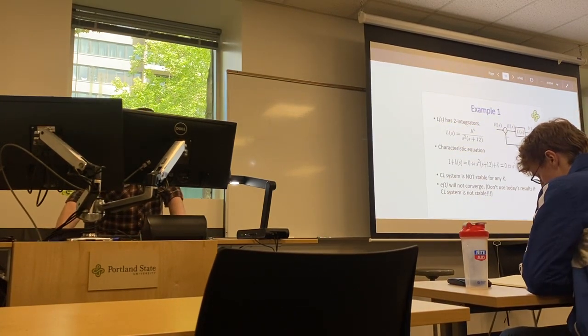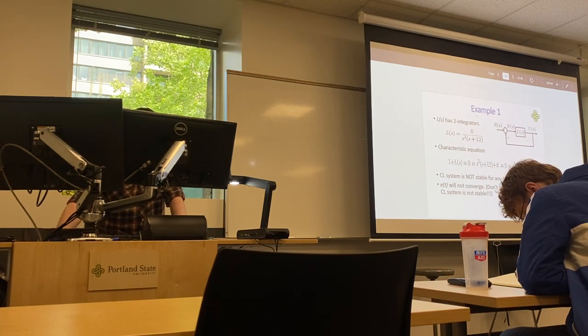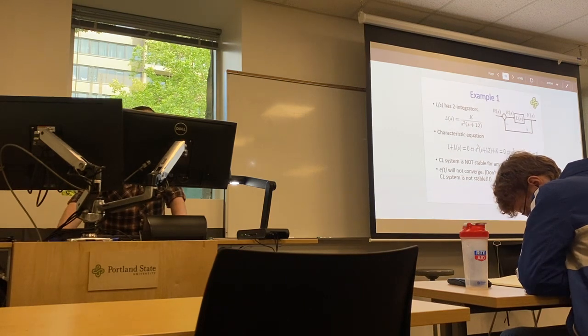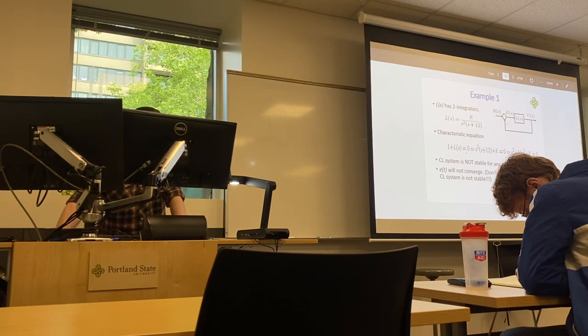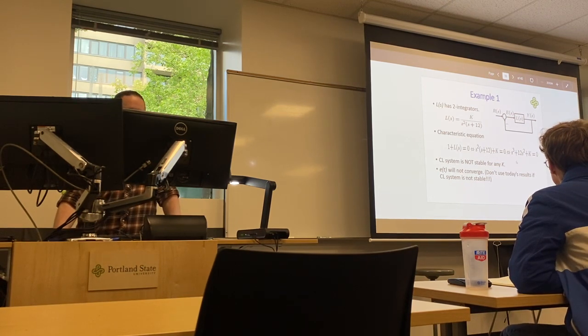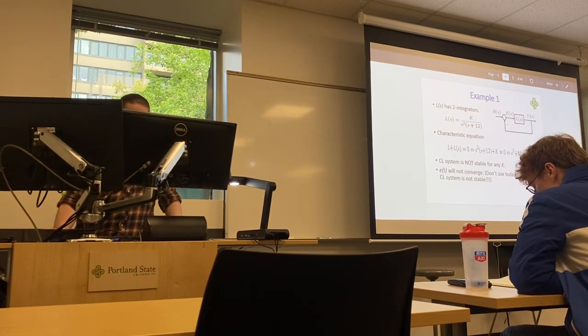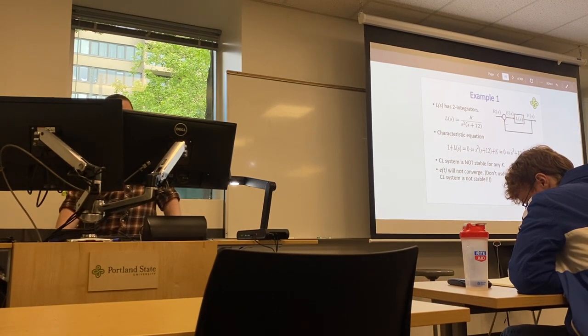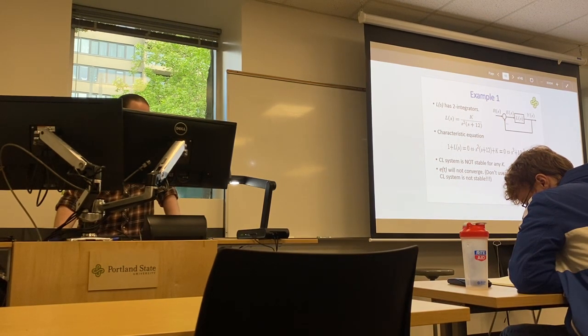So this system, L of S, has 2 integrators, leaving us with a characteristic equation. This is just an example. The characteristic equation, 1 plus L of S equals 0, would break down into S times S squared plus K equals 0, and then expand it out, we'd end up with S cubed. The closed loop system is not stable for any K, so E of T will not be stable.